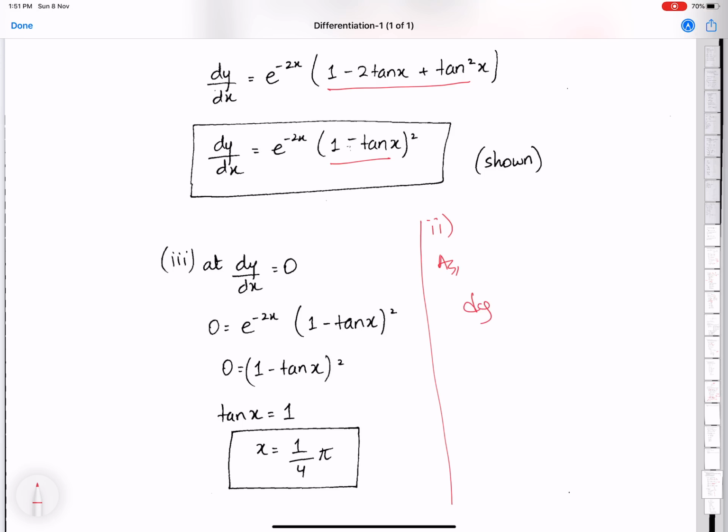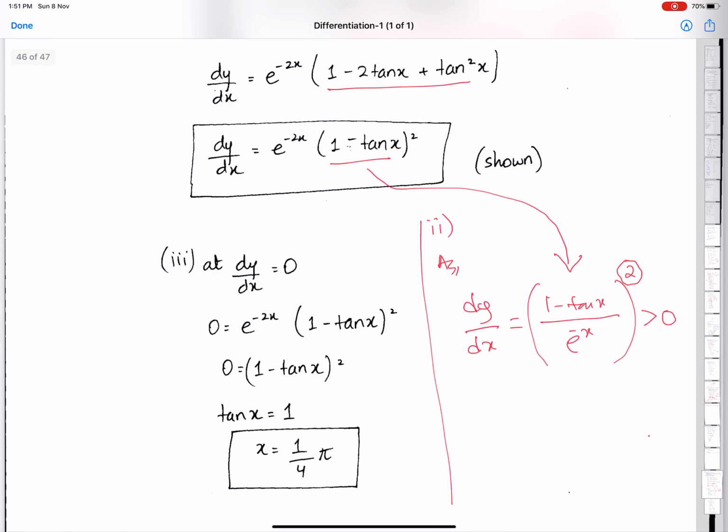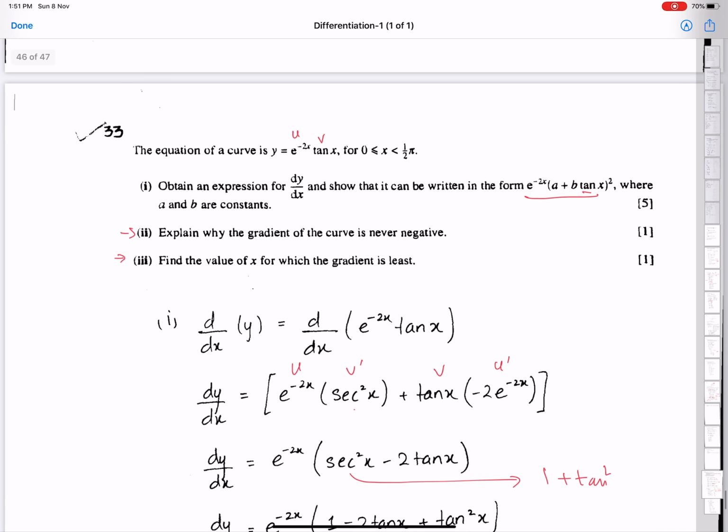This gradient, the answer of part 1, is (1 minus tan x over e power x minus x) whole power 2. This can be written in this way. Because of this power 2, this gradient will always be positive. So this is the explanation of the second part for this domain.